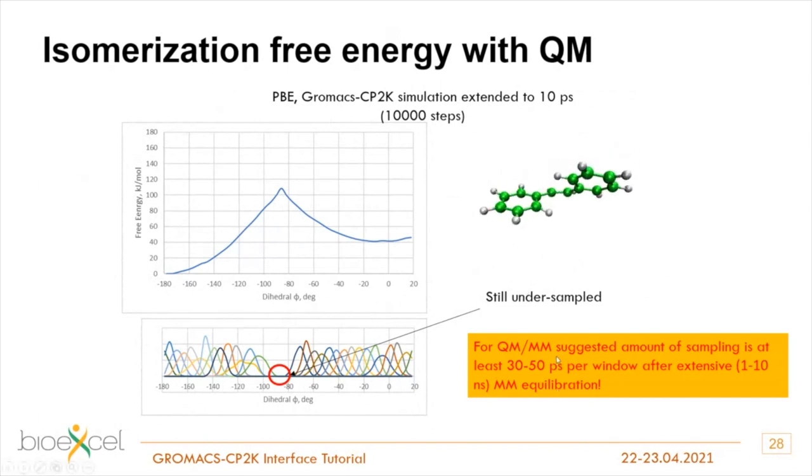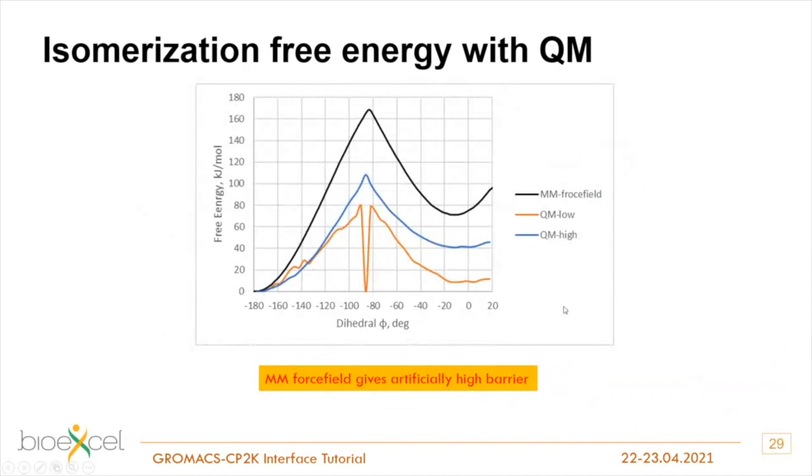If you do this for a protein system, I can warn you that your simulation should be extended even further. Typically for the protein systems in our practical work, we run no less than 30 picoseconds of simulation for each window, and this is only after several nanoseconds of MM pre-equilibration. So it's not really so fast. But this is the best way to obtain your reaction free energy to estimate your reaction kinetics and thermodynamics.